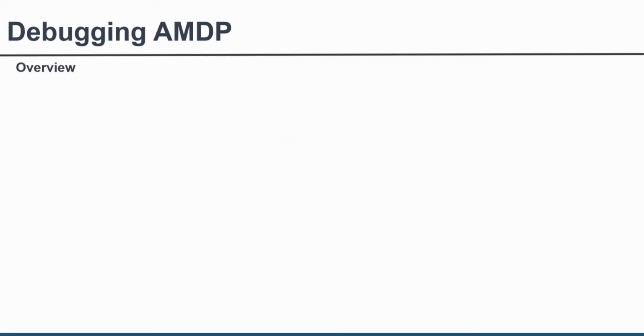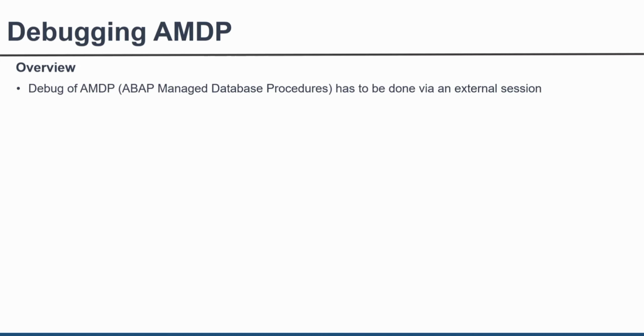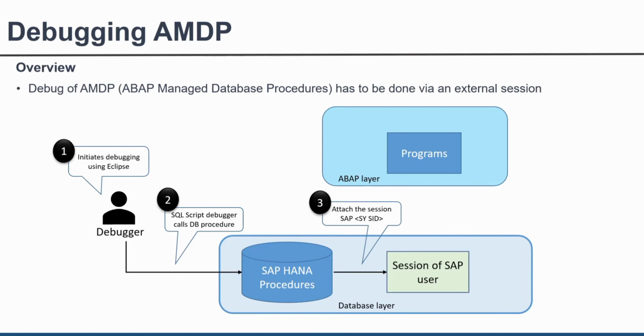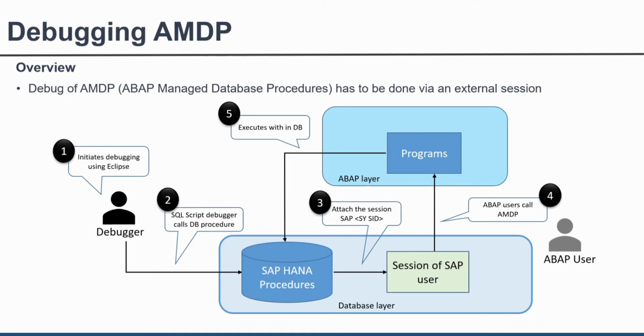Debugging AMDP. AMDPs need to be debugged via an external session. Start the debugger. The script debugger will call the DB procedure. The session ID or the system ID needs to be attached. An ABAP user calls the program and the program gets executed within the DB.